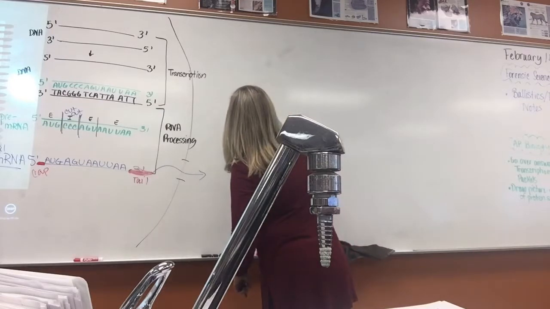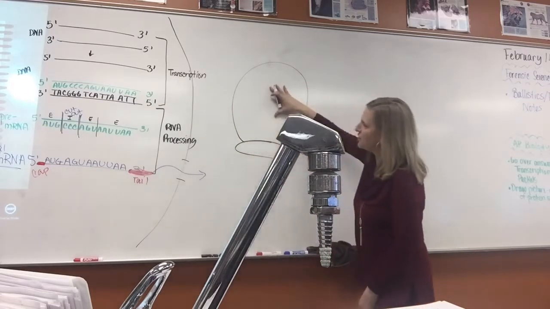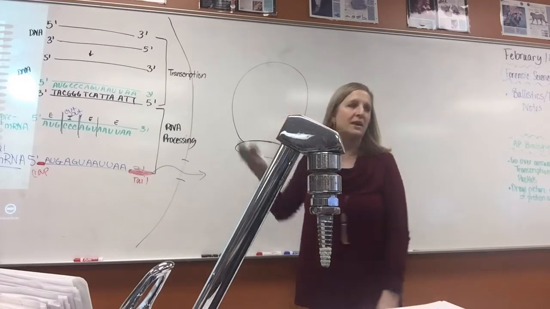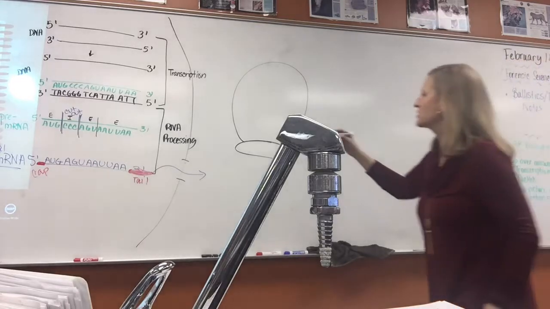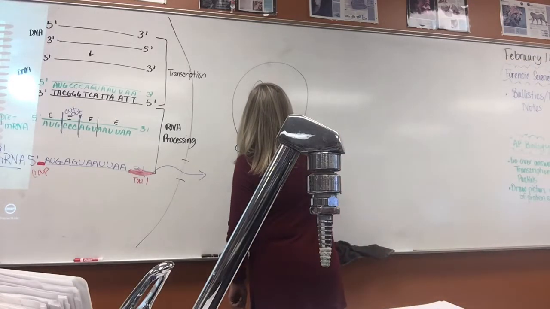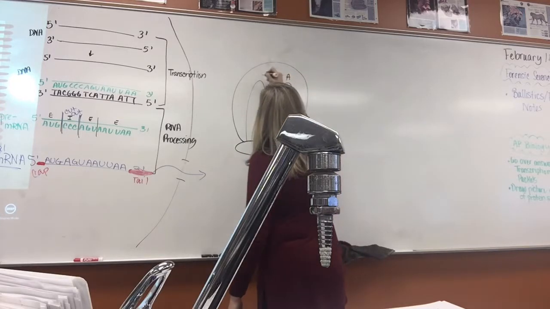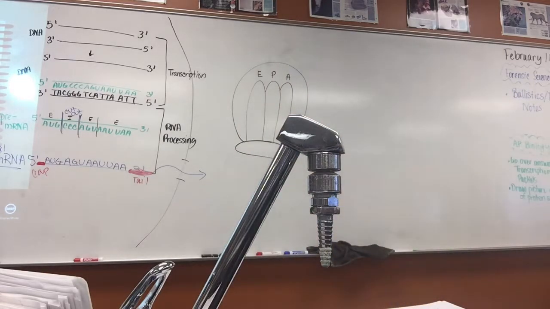I'm going to draw it where it's all done already because it's easier. So this is the large subunit. Before I draw my mRNA on there, the large subunit has three spots on it. You guys remember what they're called? Just the letters. There's three. One of them is A. Here's A. P. And E. EPA. This whole thing is your ribosome.